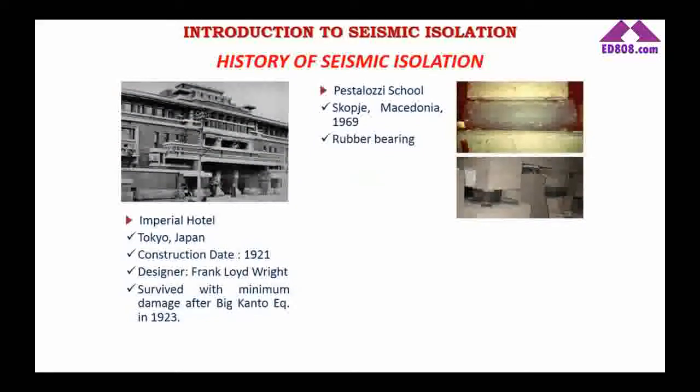The first applications of these isolators were primitive applications. They are not lead rubber bearings or friction isolators actually. The first one, which we know, is the Imperial Hotel in Tokyo, in Japan. The building was constructed in 1921, and it survived the 1923 big Kanto earthquake with minor damages. There were rubber pads, not isolators, I don't say isolators, but rubber pads under this building.